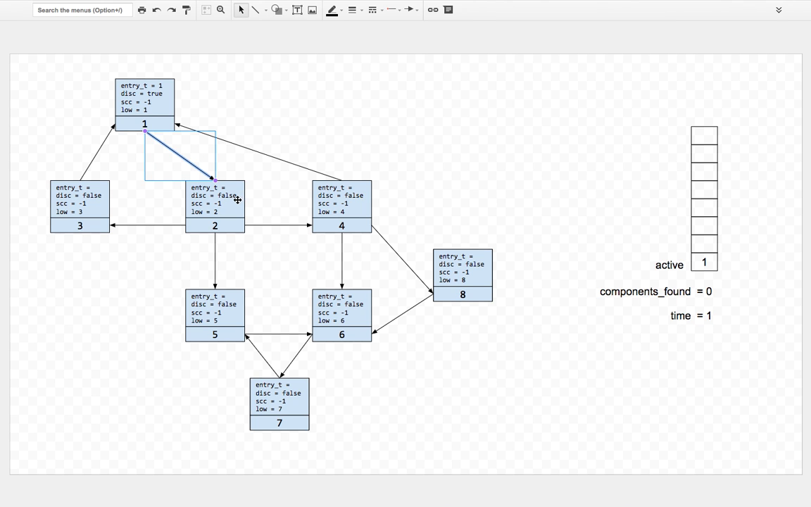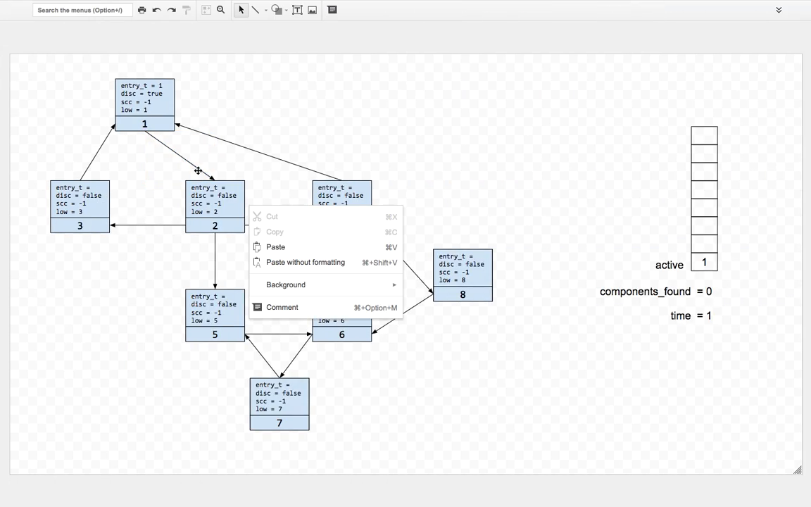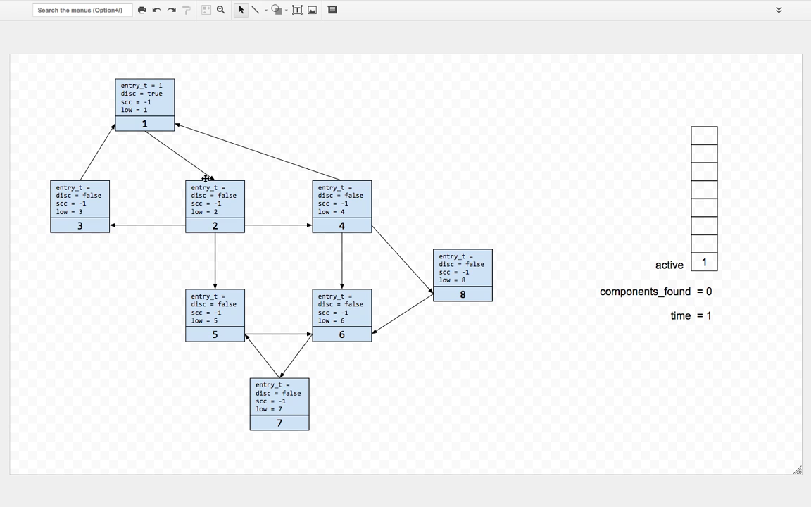Discovered equals false here. Because it's a tree edge, you'll notice we have if class of edge equals back, we do some stuff. If class equals cross, we do some stuff. But we don't end up doing either of these things because we have a tree edge. So process edge does nothing for tree edges, which means in the future, every time I have a tree edge like 1, 2, I will just mention that process edge does nothing for a tree edge and move on.